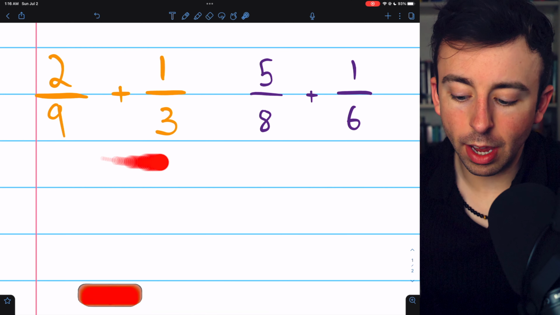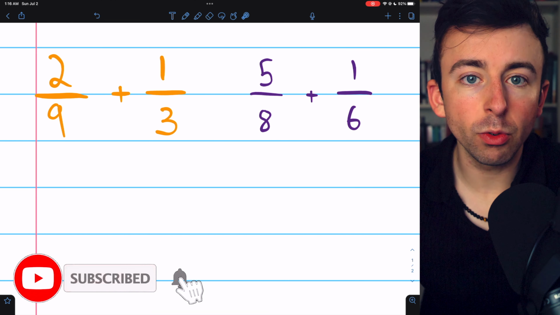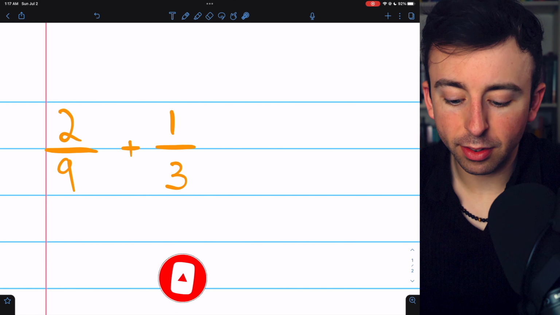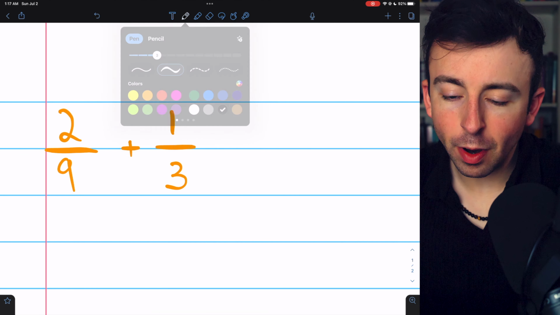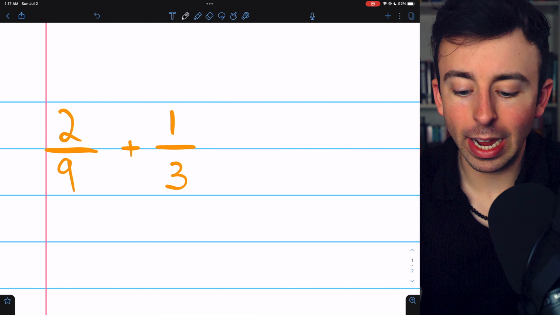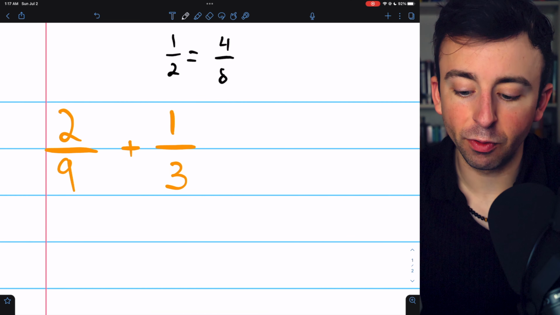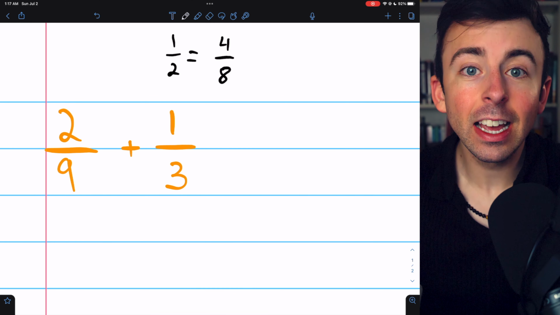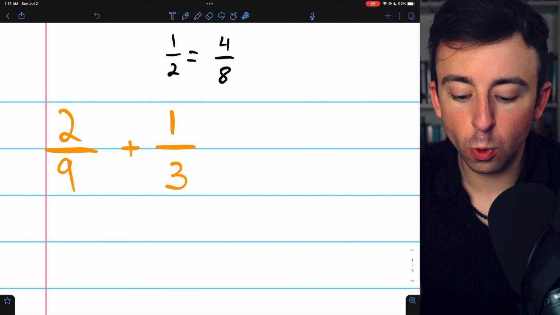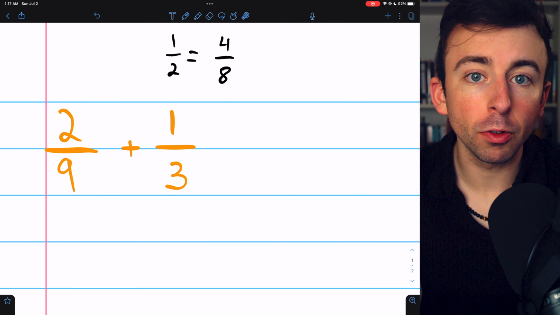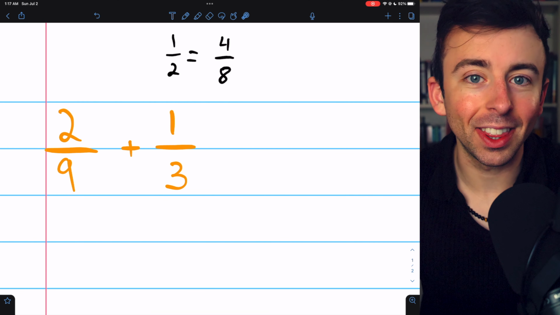Let's do these two examples to learn how to add fractions with unlike denominators. Beginning with 2/9 plus 1/3. Remember that fractions can be written in multiple ways. Eating 1/2 of a pizza is the same as eating 4 of the 8 slices. So the idea is that we want to write our two fractions in such a way that their denominators match. Then it's really easy to add them together.